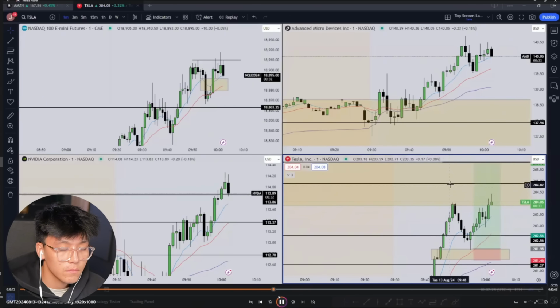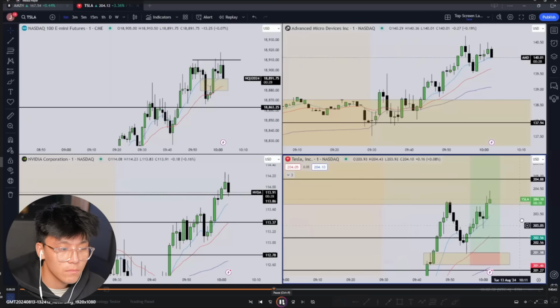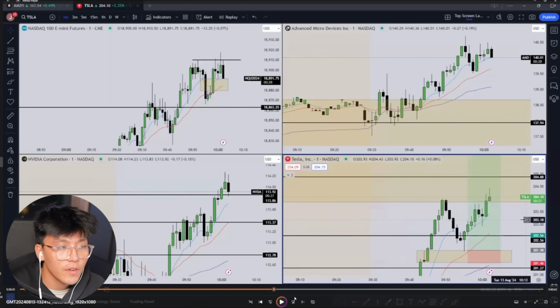Next level on Tesla is 204.88 if it can gravitate there, and then 205.83. I just mentioned I took off a decent amount of my position. Now I'm just leaving trailers towards 205 and potentially that full daily gap fill, which is our main objective on the higher time frames.